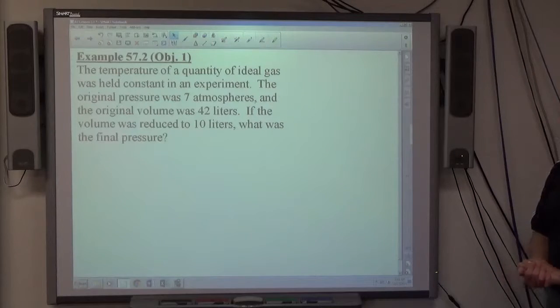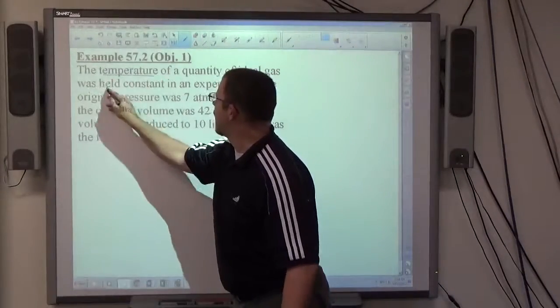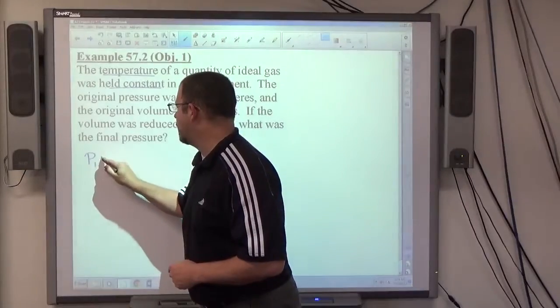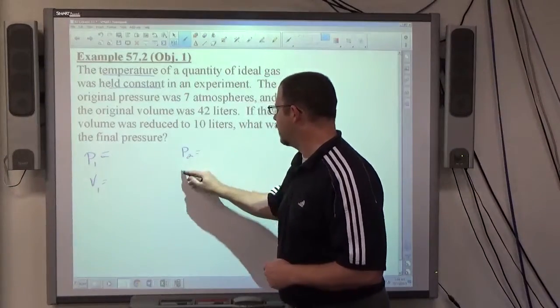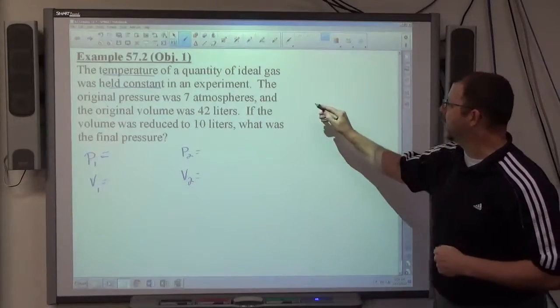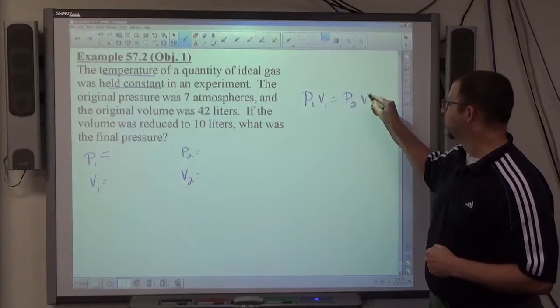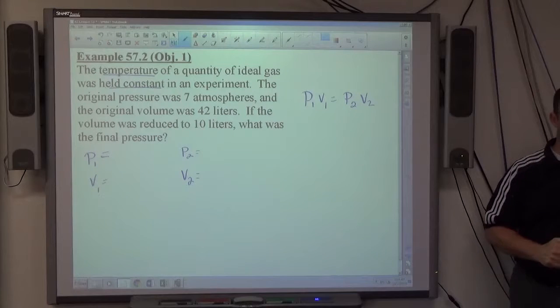Example number 2: the temperature of a quantity of ideal gas was held constant in an experiment. So again, something's held constant, temperature's held constant, that just means it's not going to come into play here. So all I need to worry about now is P1 equals something, V1 equals something, P2 equals something, and V2 equals something. And my formula, instead of being PV over T, I just need to focus on the P's and the V's. So PV equals PV will be my formula used this time.